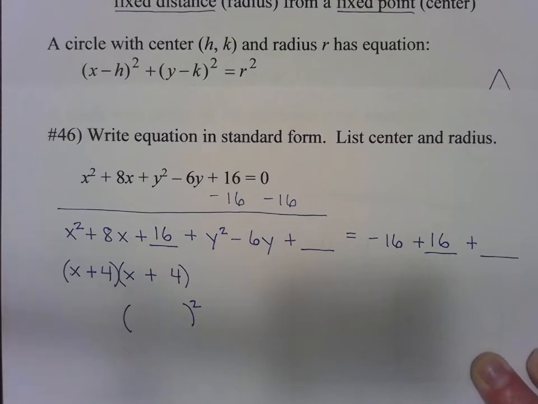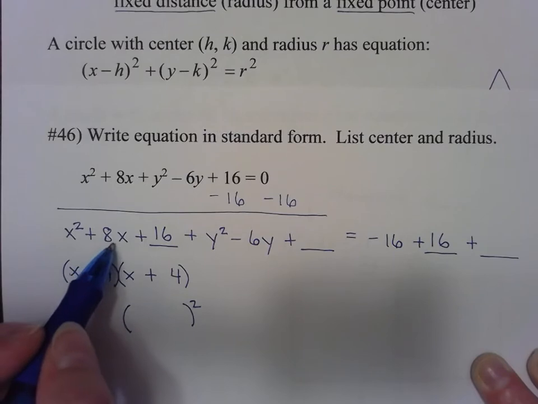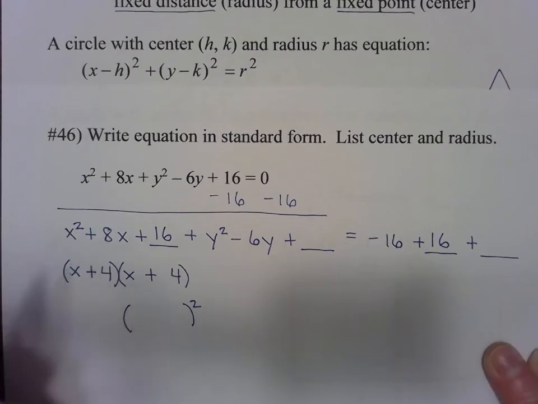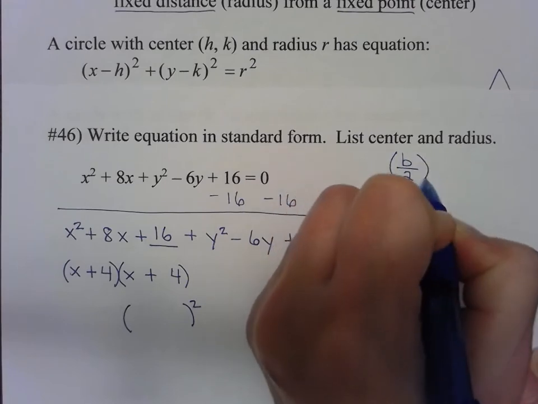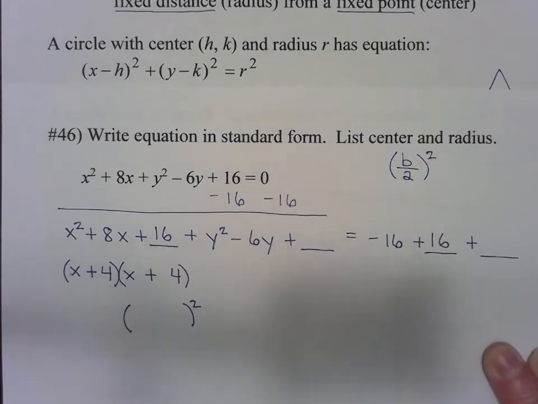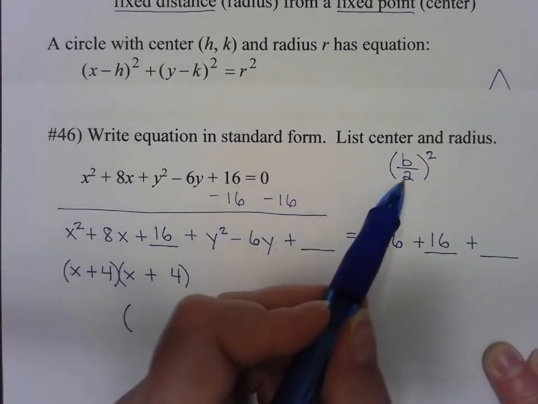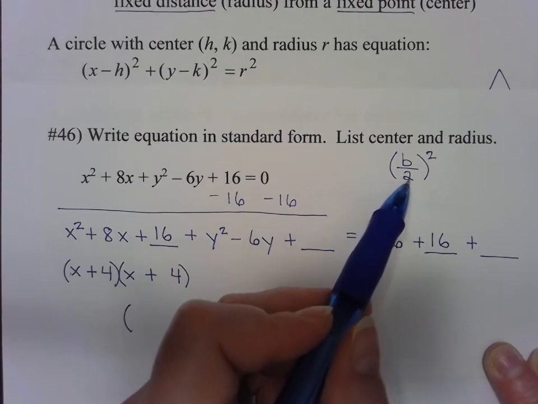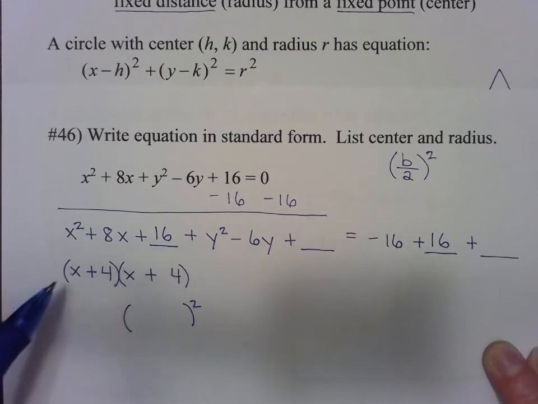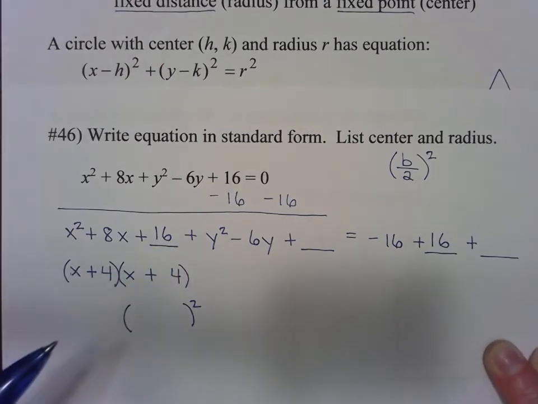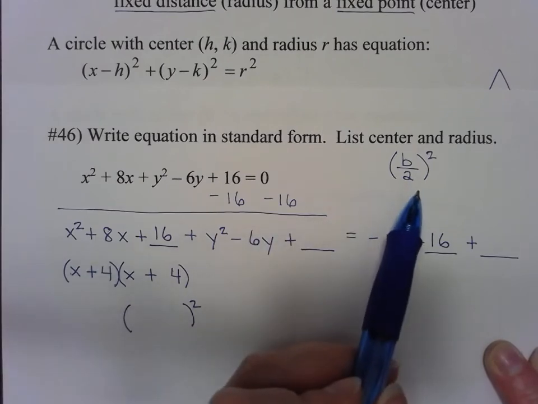The shortcut method is to take the number in front of x, divide it by 2, and square it. So if I took 8, I divide it by 2, that's going to give me 4. 4 squared is 16, and that's the number I needed to put here. Okay, you're still going to have to do some factoring, but if you're in a bind, this will work.